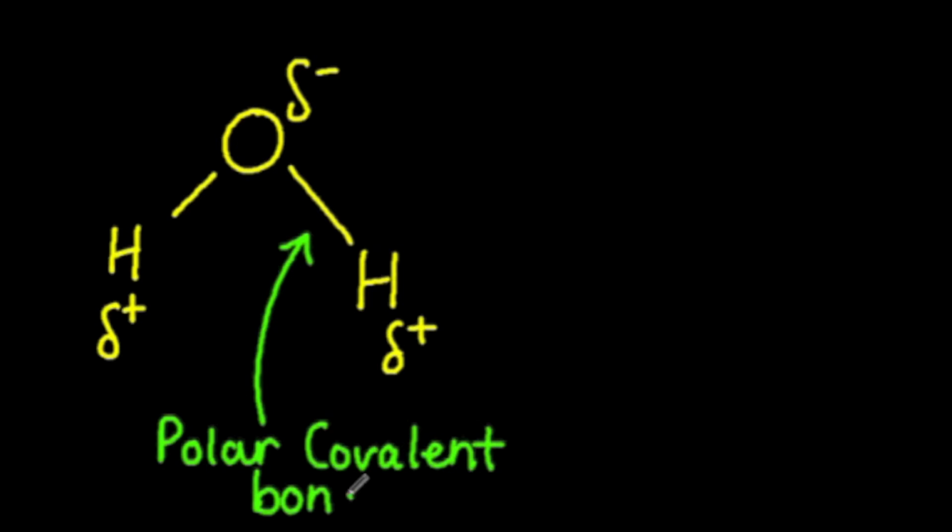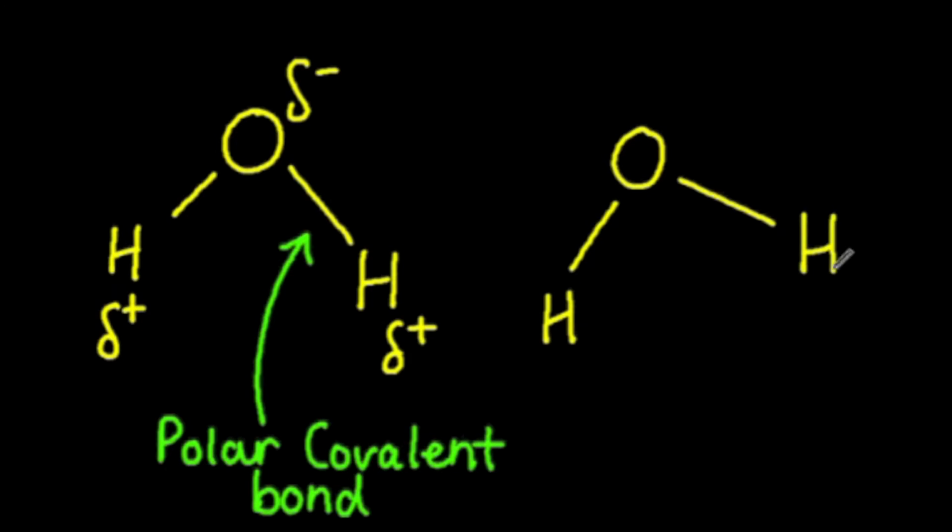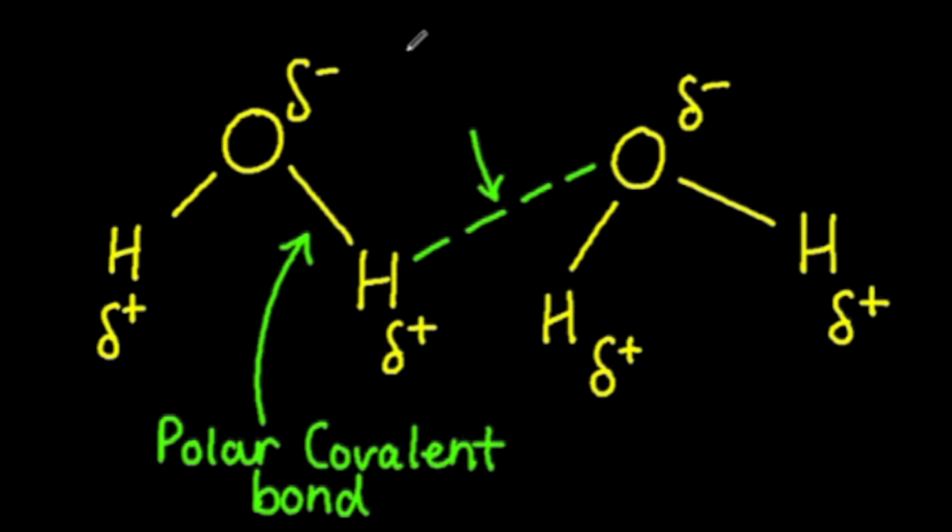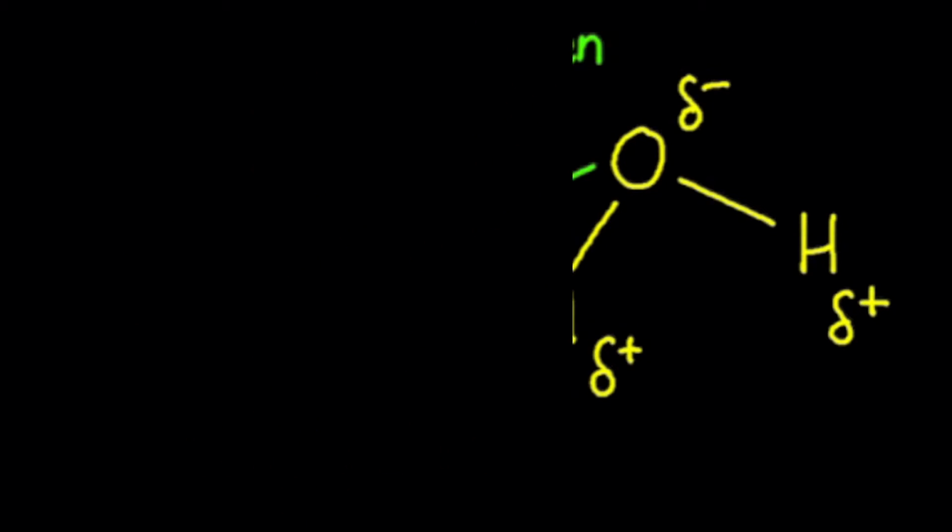Because of this charge distribution, the bond is therefore known as a polar covalent bond. If you then consider that this applies to all water molecules, it's easy to see how one water molecule can attract another one. You can have the slightly positive hydrogen being attracted to the slightly negative oxygen, and this forms a hydrogen bond. The two water molecules being attracted to one another is known as cohesion.